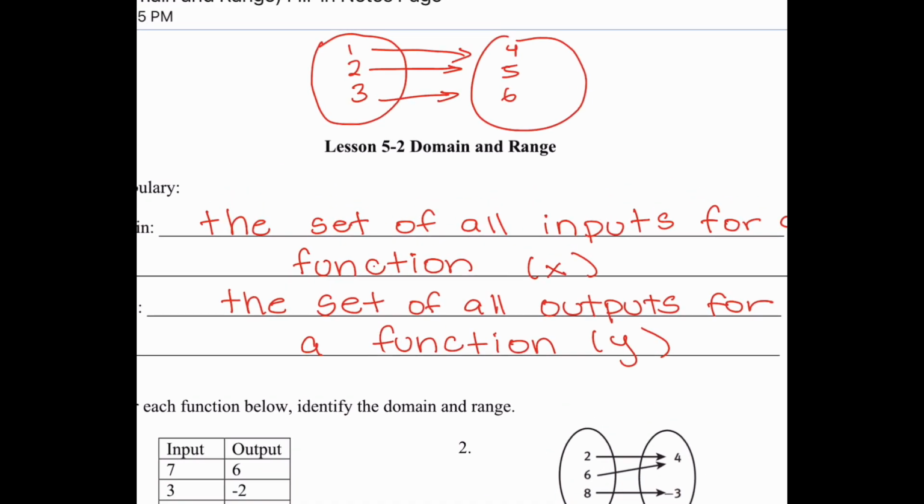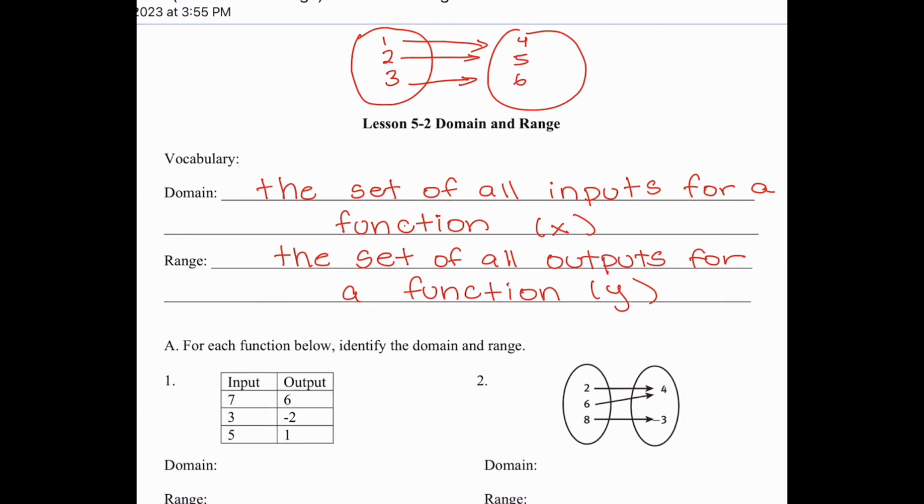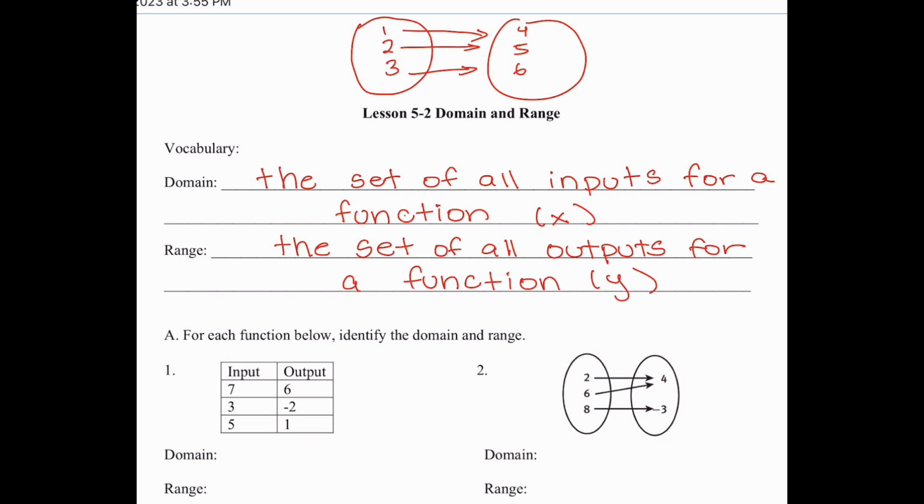Up at my top, I have a mapping diagram of a function, and we know it's a function because every input only has one output. We're going to talk about domain and range today, and I already have the definitions written out for you. Domain is the set of all inputs for a function. So domain would be this first circle, all of the inputs. So for this example, the domain would be the numbers 1, 2, and 3.